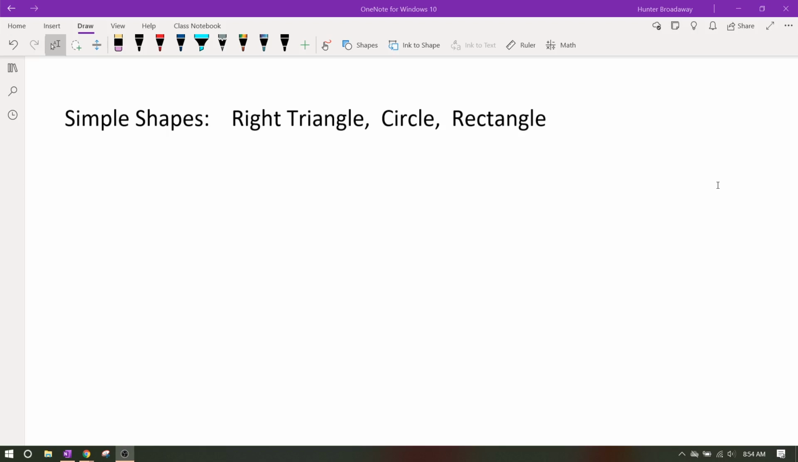So we're going to take a look at a couple of easy examples. We're going to take a look at a right triangle, we're going to take a look at a circle, and we're going to take a look at a rectangle. Actually, you know what? I misspelled that. So we're not actually going to look at a circle. We're going to specifically look at half of a circle. So we're going to look at a semicircle.